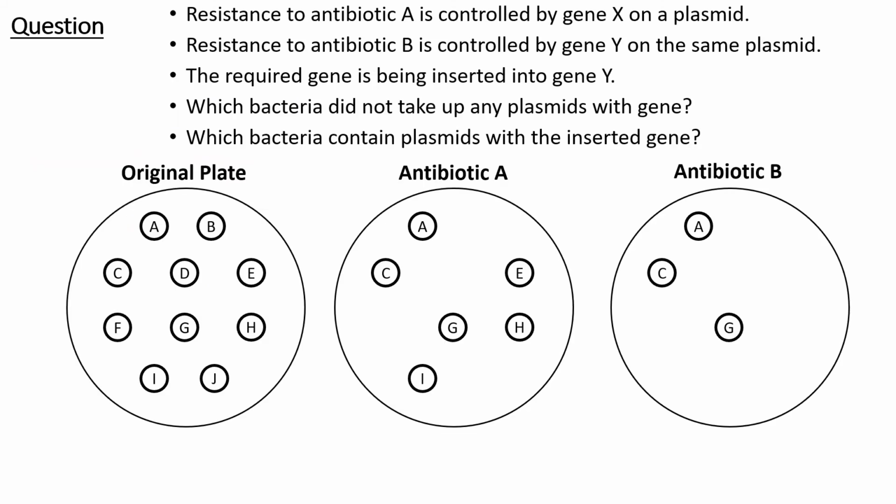What we've got here is a question format that you could find in the exams. We have our original plate, when we soak them in antibiotic A and when we soak them in antibiotic B. What you have to identify is which bacteria did not take up any plasmids and which bacteria contain plasmids with the inserted genes. Pause the presentation now, come up with your answer, and when you're ready you can restart the presentation. So pause now.